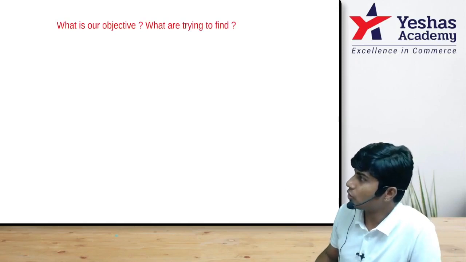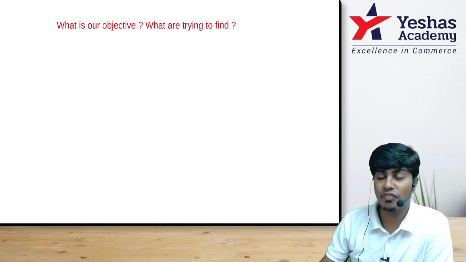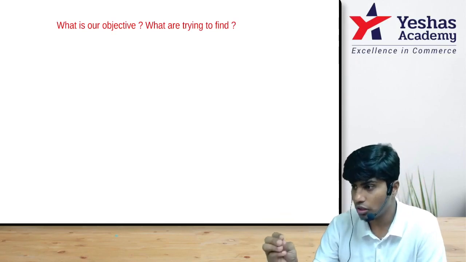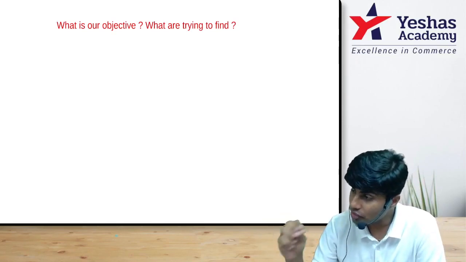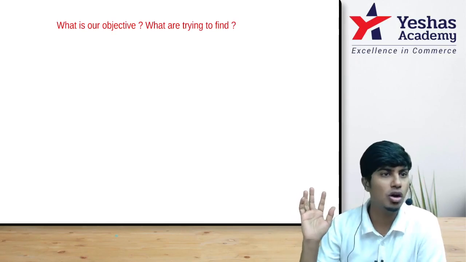Very good. So that's how the case is. So what is our objective in this chapter? What are we trying to find? We're trying to find the value of the goods lost to compute the amount that will be paid by the insurance company to us as reimbursement to the loss that has been incurred.